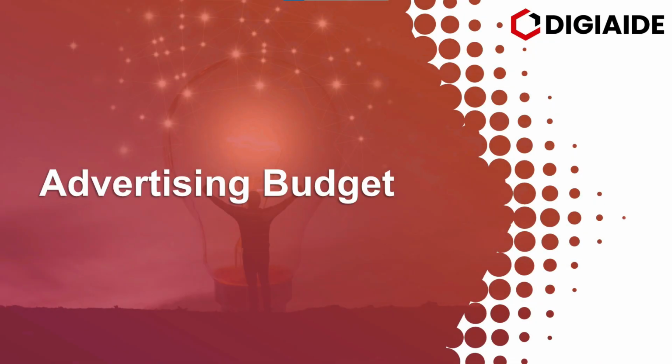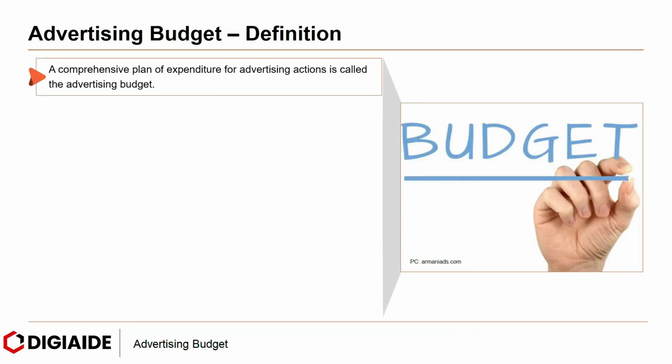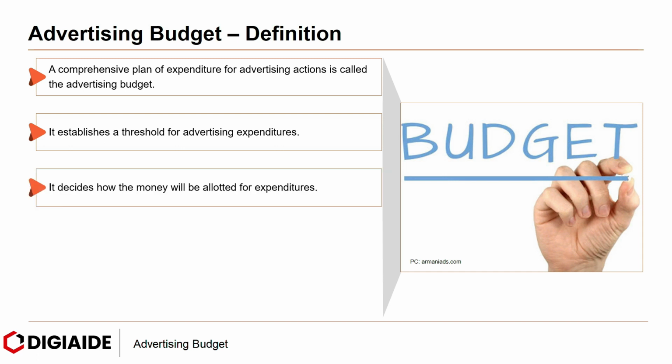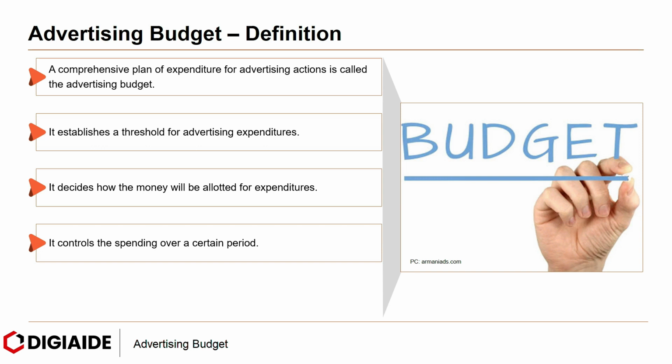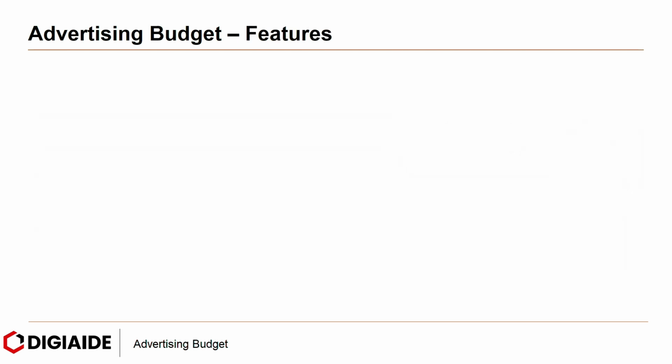In this video, we are going to cover the topic on advertising budget. Let's start with the introduction. A comprehensive plan or expenditure for advertising actions is called the advertising budget. It establishes a threshold for advertising expenditures. It decides how the money will be allotted for expenditures. It controls the spending over a certain period, and it is an assessment of a company's promotional expenses over a certain period.